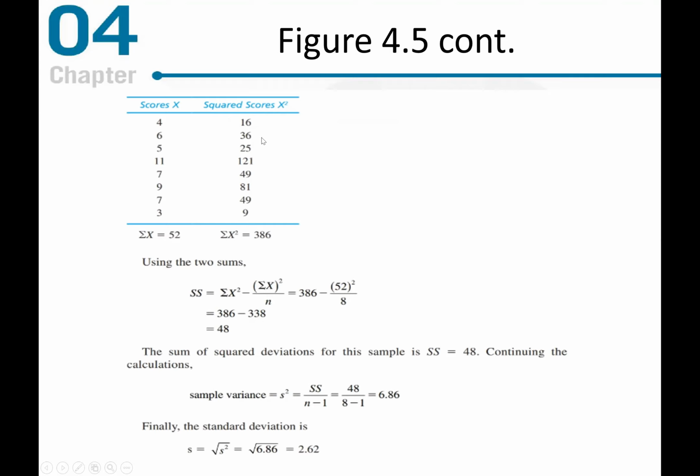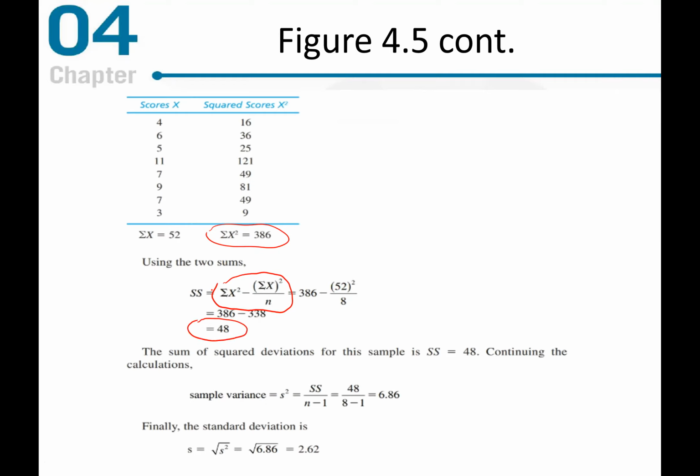We're also going to square those scores, right? 4 squared is 16, 6 squared is 36, 5 squared is 25, and so forth. And that's going to give us 386. And then we just plug it into this formula right here, right? To get our sum of squares. So 386 minus 52 squared over 8 gives us a sum of squares of 48.